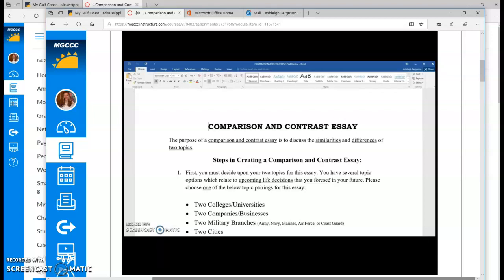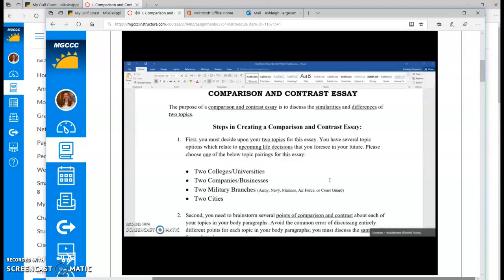I don't want it to be just comparison, where you look at the similarities of two topics. And I also do not want it to be just a contrast essay, where you only discuss the differences between the two topics. I want you to try as equally as possible to discuss similarities and differences. So you may have 3 points, or you may have 4 points. If you have 3 points, it might be a mixture of similarities and differences, the same with the 4.